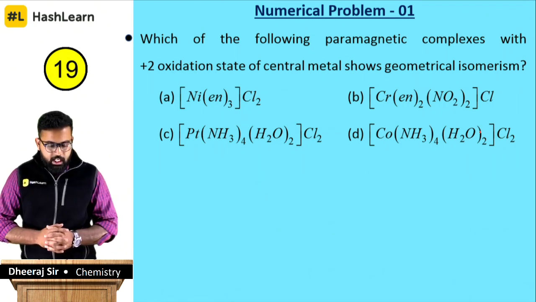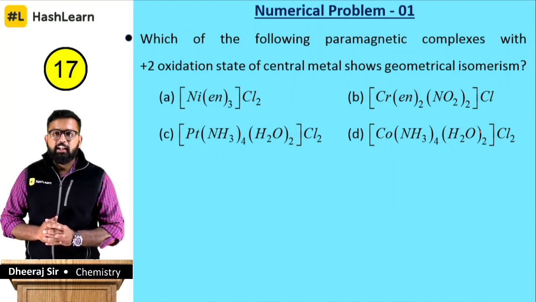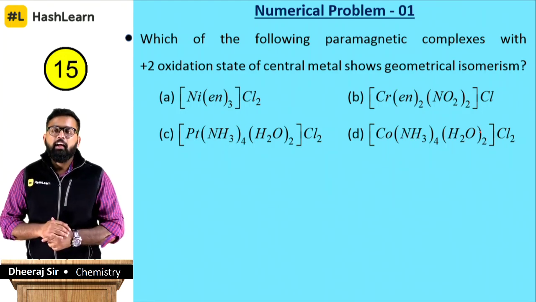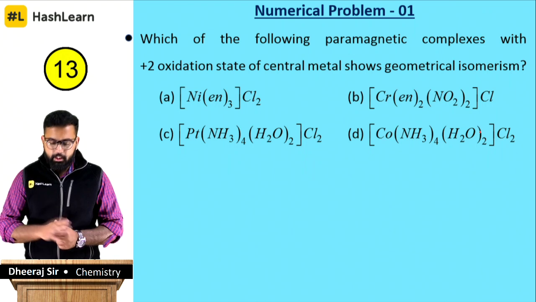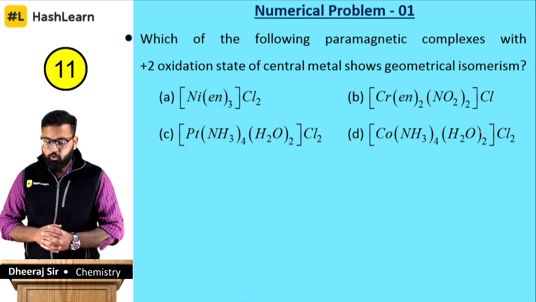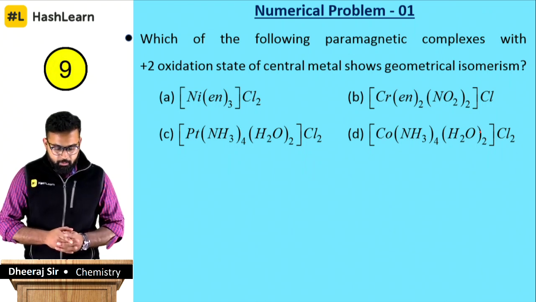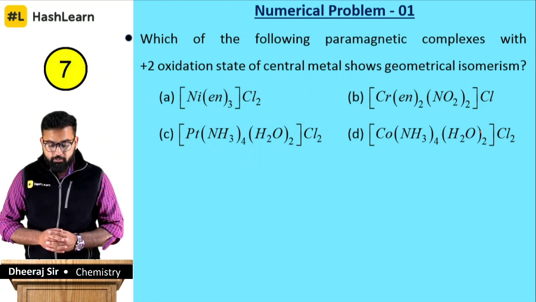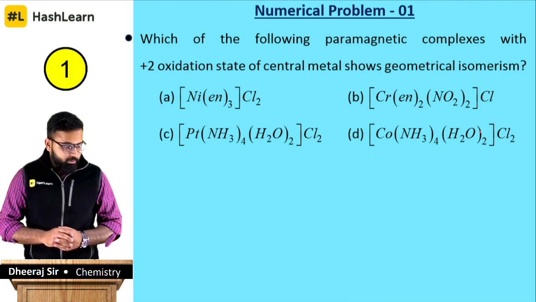The options are: [Ni(en)3]Cl2, where en stands for ethylenediamine, a bidentate ligand; [Cr(en)2(ONO)2], nitrito; [Pt(NH3)4(H2O)2]Cl2; and [Co(NH3)4(H2O)2]Cl2. Which one is going to be the probable answer?